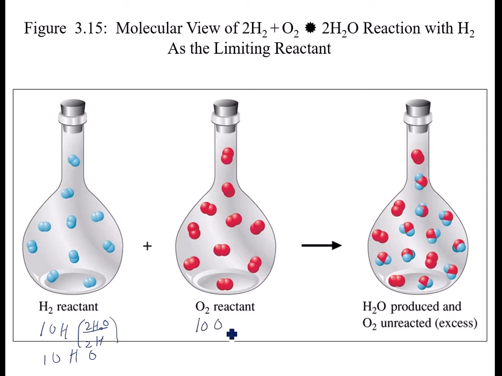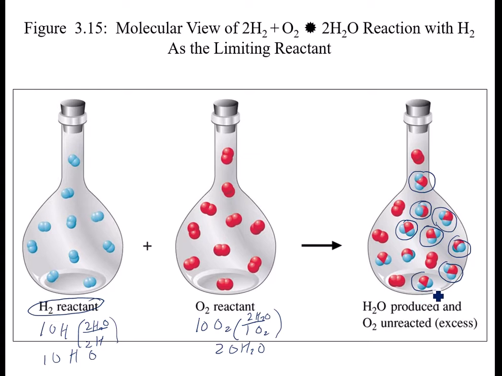But based on this one, for every 1 oxygen, I produce 2 waters. And so therefore, this would produce 10 waters. So which one limits here? The hydrogen limits how much there can be. So my product here, if I count, this is a water, so I've got 1, 2, 3, 4, 5, 6, 7, 8, 9, 10. So I had 10 waters.